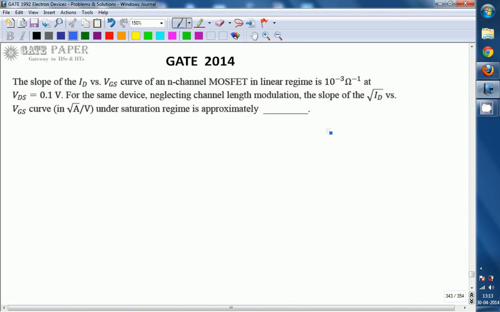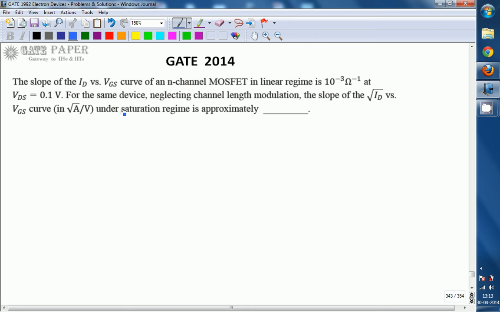Hello, we are discussing the GATE 2014 ECE paper, and this question is related to electronics. The slope of the ID versus VGS curve of an N-channel MOSFET in the linear region is 10 power minus 3 per ohm at VDS of 0.1 volt. For the same device, neglecting channel length modulation, the slope of the square root of ID versus VGS under saturation is approximately.